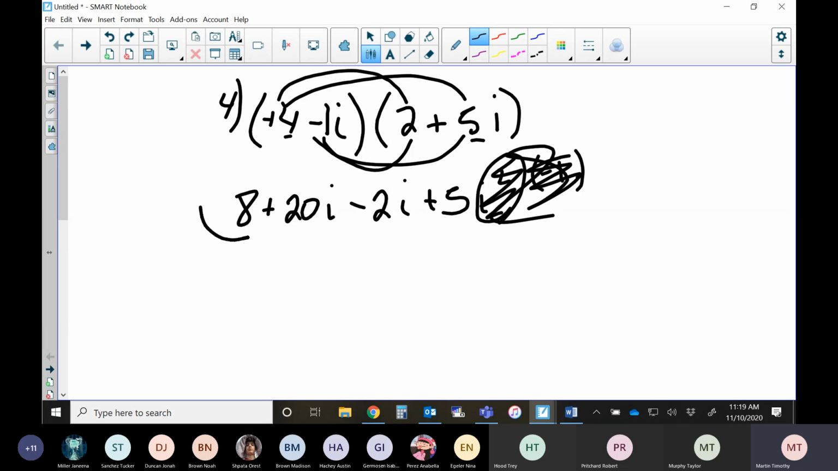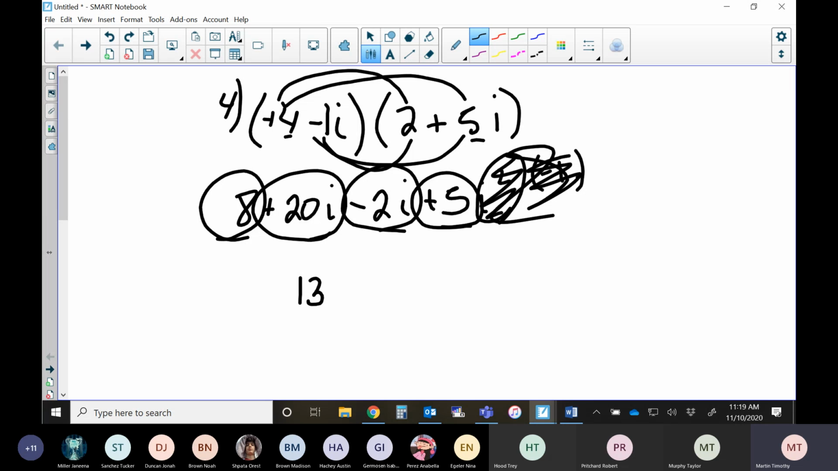Now combine like terms, and +8 and a +5 gives me +13. A +20i and a -2i give me a +18i. And there's my final answer.